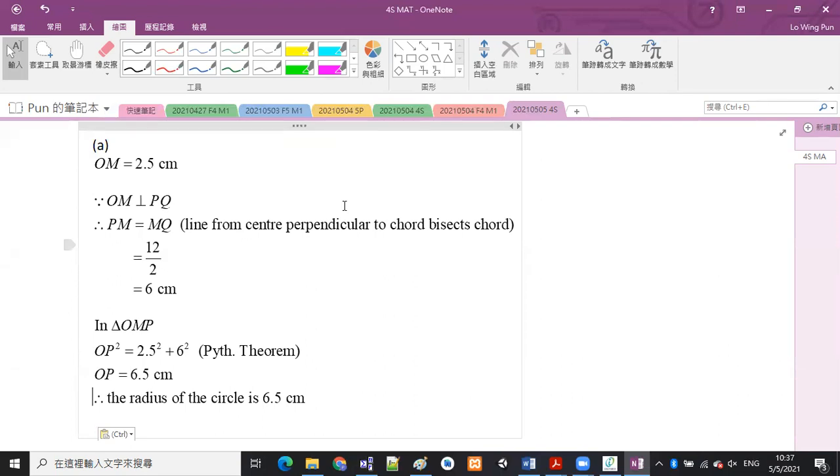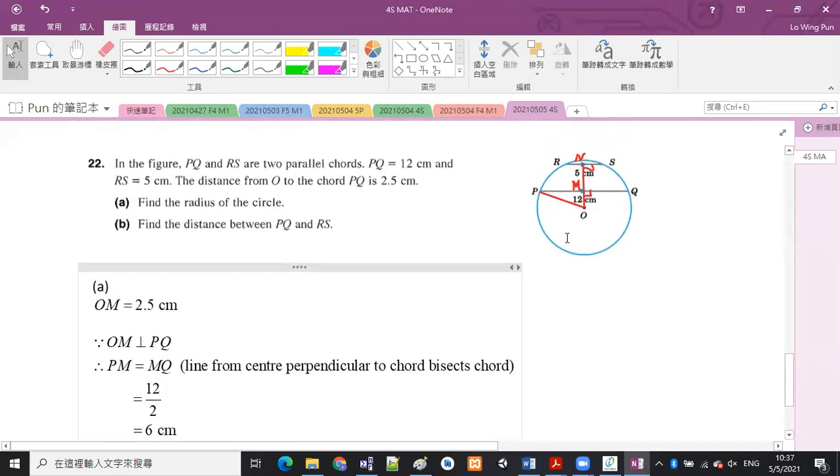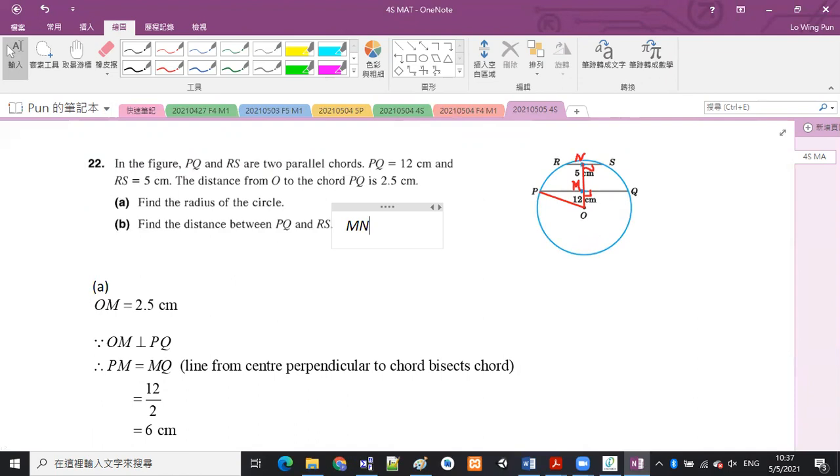Then part B. Find the distance between PQ and RS. So we are going to find the distance between two parallel lines. Again, the distance between two parallel lines will be the perpendicular distance between them. Okay? Which means that in part B, what we are going to find will be the length of MN. Can you see this? MN is the perpendicular distance between RS and PQ. It's okay?